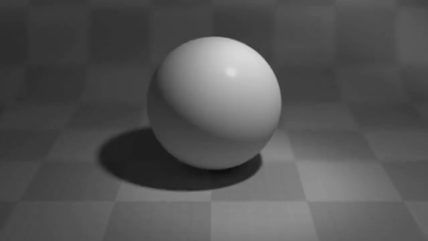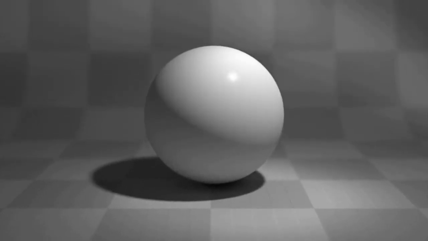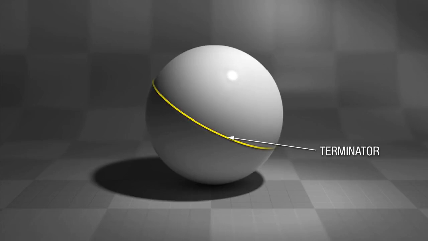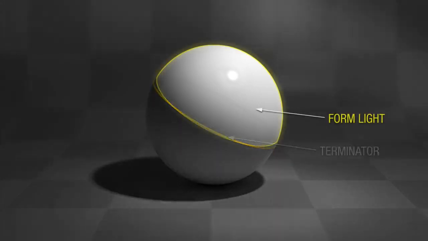May I introduce to you the sphere. It will help us to create realism by understanding light effects. Since we were just talking about the terminator, can you find it on the sphere? It's right here, separating light and shadow. The part of an object that is in light is called form light, whereas the part of an object that's in shadow is called form shadow.